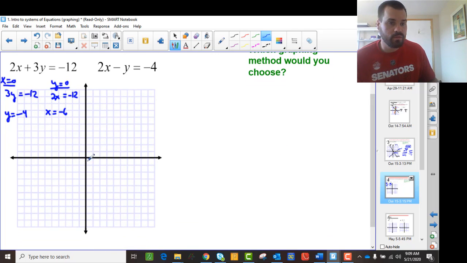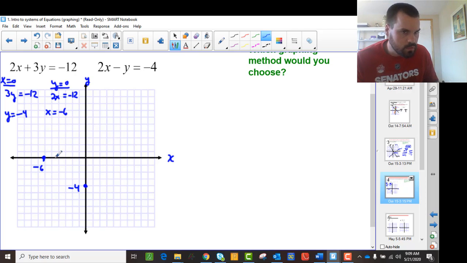So at 0, I'm at minus 4. 1, 2, 3, 4. There's 0 and minus 4. Okay, again, you should label your axes and label a scale. So I'm just going to say this is minus 4, and then we know the scale. And I'm going to go back 1, 2, 3, 4, 5, 6. There's my minus 6 and 0.